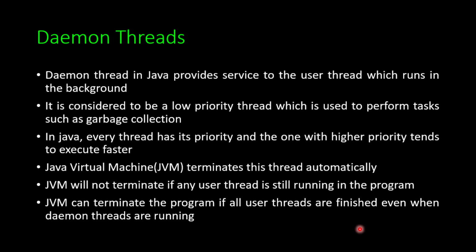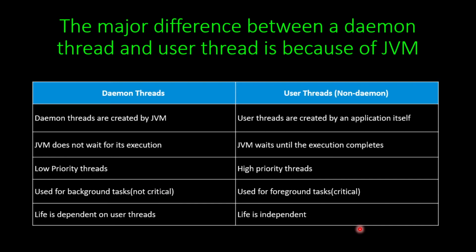But still, if some of the daemon threads are still running, even in that situation the JVM will not bother about it, and still it will terminate the program. The meaning is that daemon threads have very low priority, or we can call it equivalent to nil priority. The JVM doesn't wait for those threads to get over before terminating the whole program. So let's take a look at the difference between daemon threads and user defined threads, which we also call non-daemon threads.